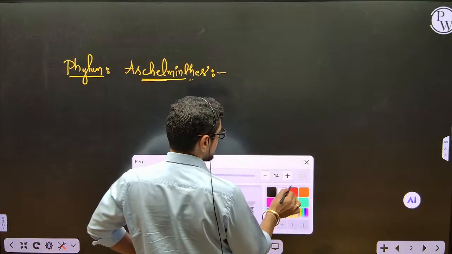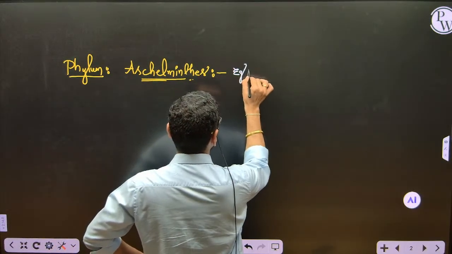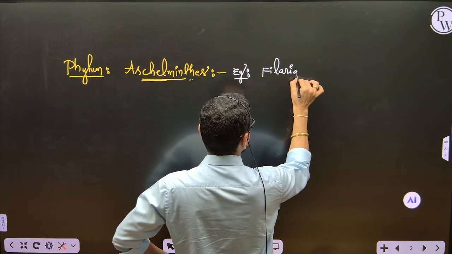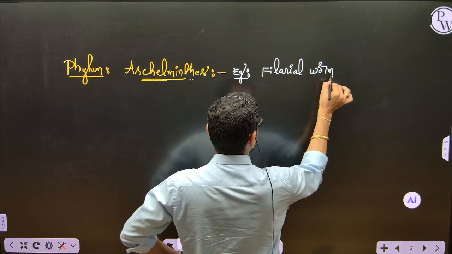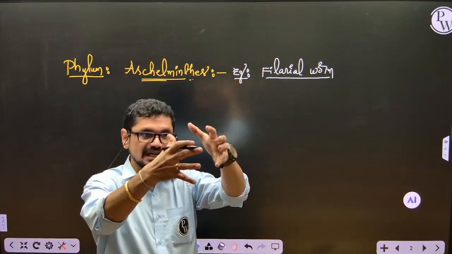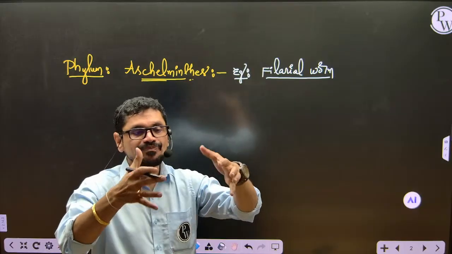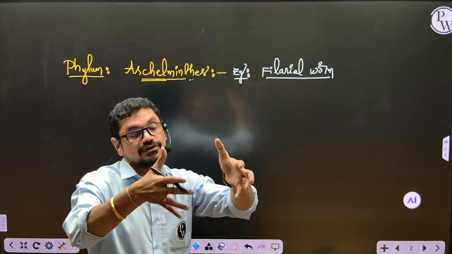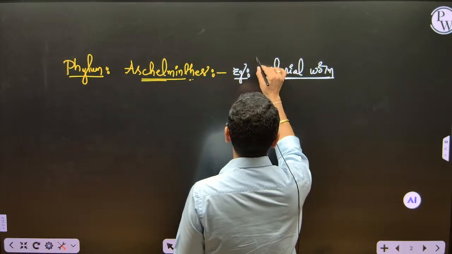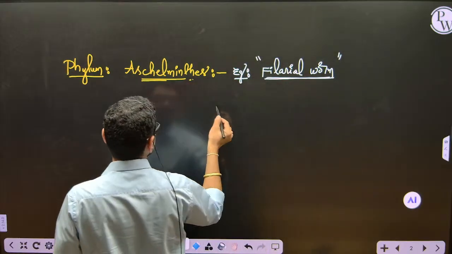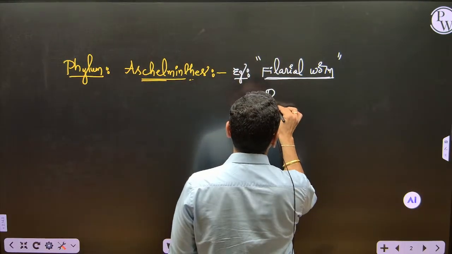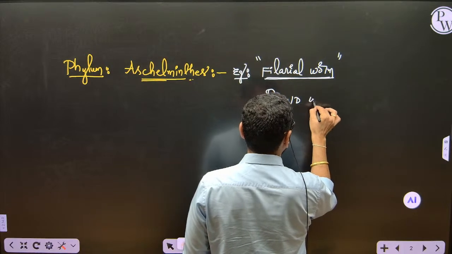If you want to write some examples for Aschelminthes, the best example is the filarial worm. You know, the filarial worm may even cause elephantiasis. Under elephantiasis, the leg of the person, or even the hands, especially the legs, appear something like an elephant leg. That is the reason why it is called elephantiasis. So filarial worm, Aschelminthes, and if you want another example, roundworm.